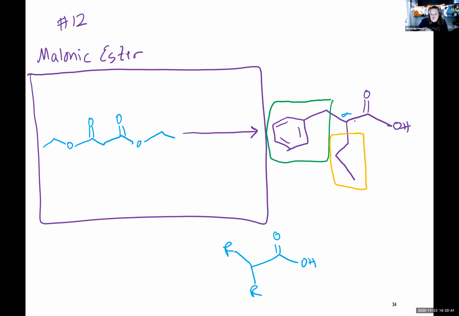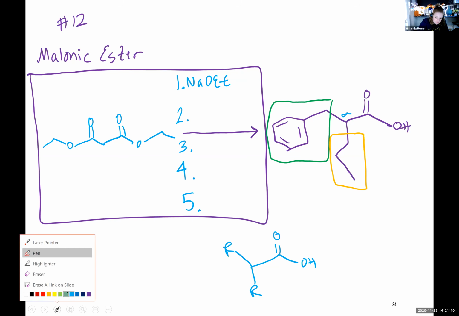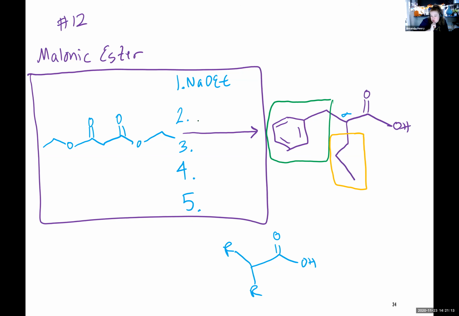So because we have 2 things attached to that alpha carbon, that tells me that we need to go through the reaction 2 times. But we know how to do that. We're going to start with our base, NaOEt, or we could just write minus OEt. That would be okay. Number 2, we're going to add in one of those R groups. It doesn't really matter which one. I grabbed the green pen, so I'm going to do the one that I have boxed in green first.